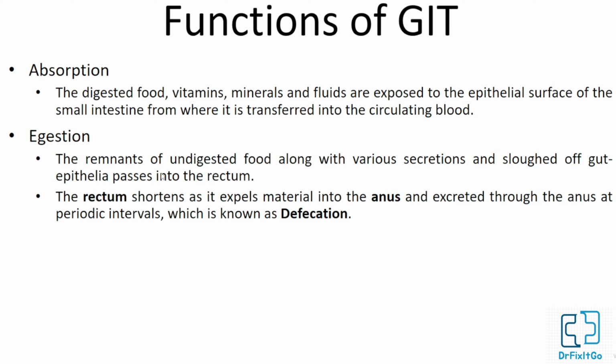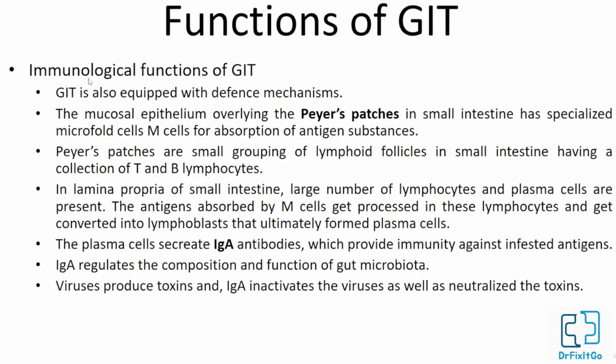Egestion: the remnant of undigested food, along with various secretions and sloughed gut epithelia, passes into the rectum. The rectum shortens as it expels material into the anus, and it is excreted through the anus at periodic intervals, which is known as defecation. Now, the immunological function of the GIT. The GIT is also equipped with defense mechanisms.